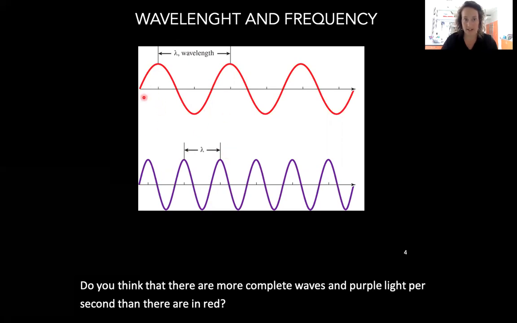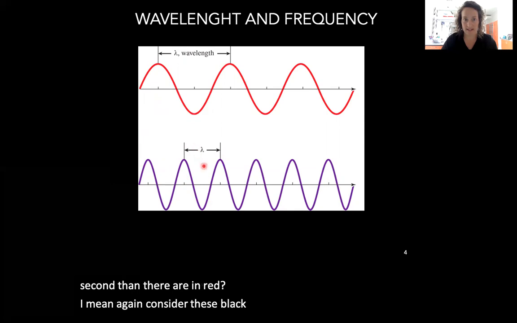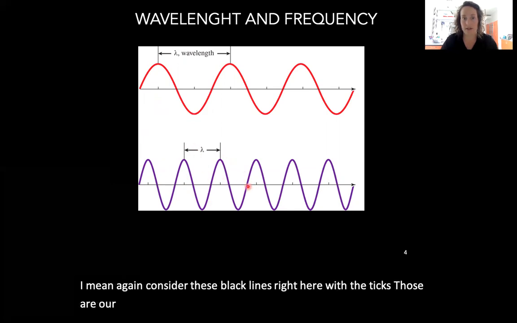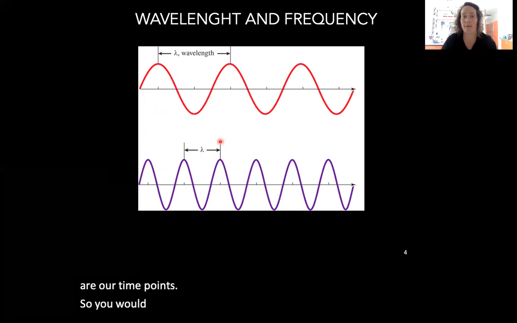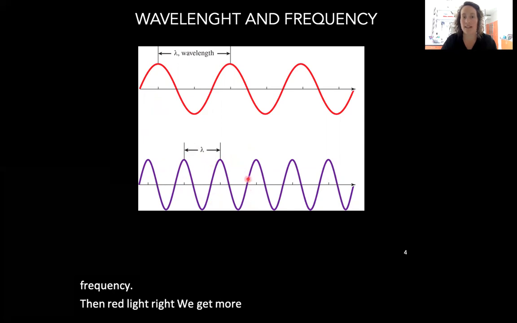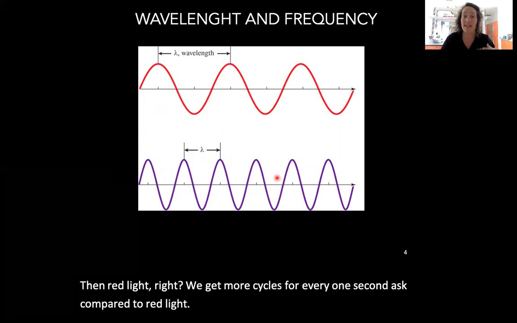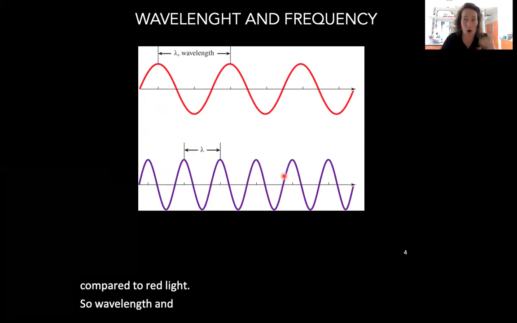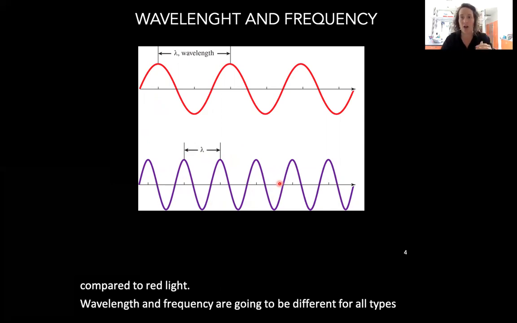Again, consider these black lines right here with the ticks. Those are our time points. So you would be correct in saying that purple light has a higher frequency than red light, right? We get more cycles for every 1 second as compared to red light. So wavelength and frequency are going to be different for all types of light, all types.